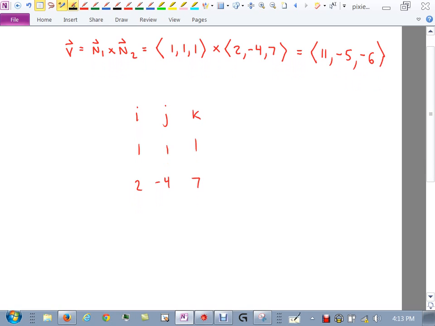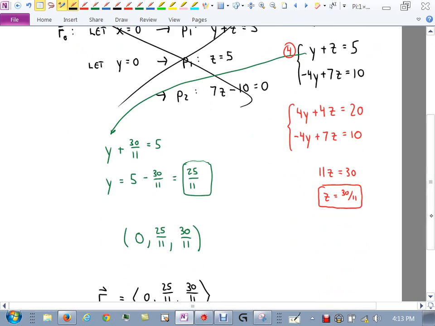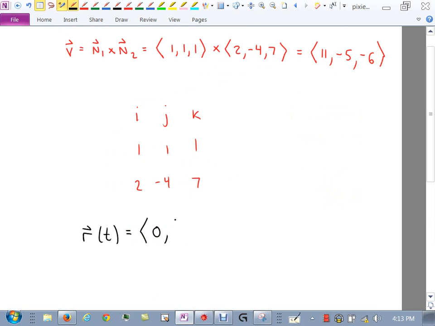So I'm ready for my vector equation. Any questions? R of t equals the point, was it 11? Was it? 25/11ths, 30 over 11. 25/11ths, 30/11ths, plus t times 11, -5, -6.